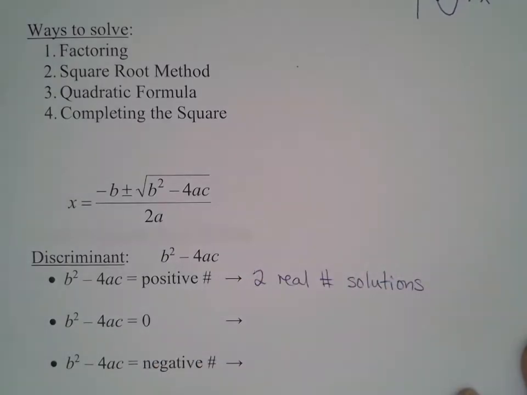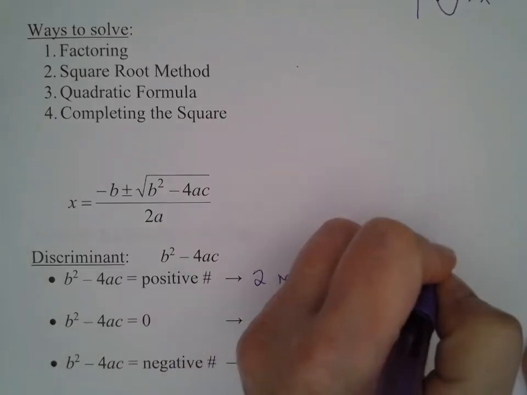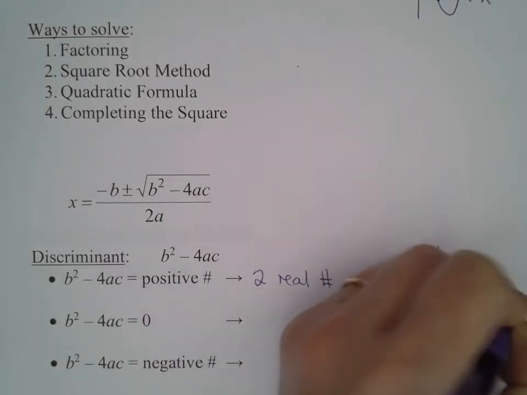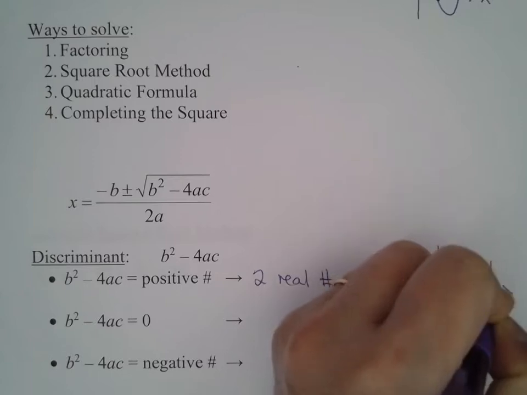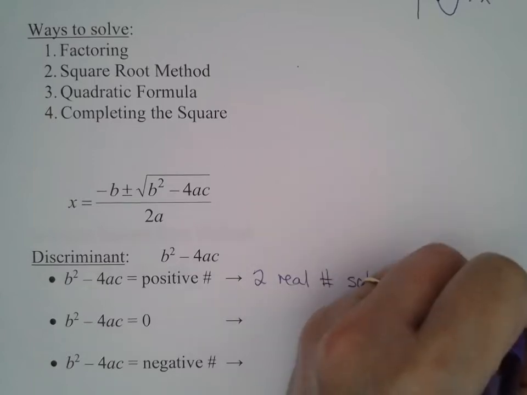If the b squared minus 4ac is a perfect square, then that real number solution is going to become a rational number, so it'll be a fraction or a whole number, which is very nice. So 2 real solutions is kind of like the picture we drew up there, where the parabola touches the x-axis in 2 places.